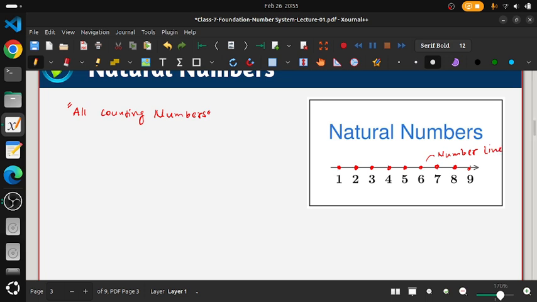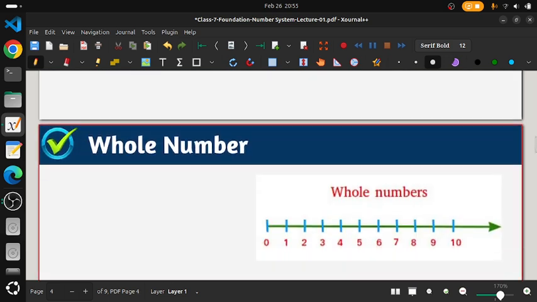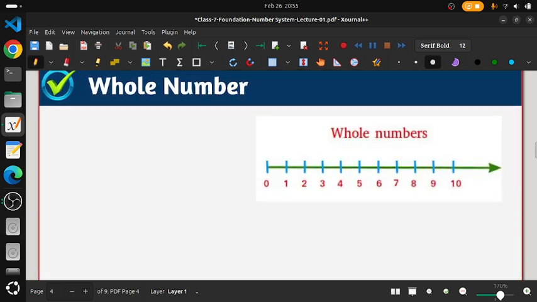So here what we are doing, we are plotting the numbers on number lines, and all the gaps will be equal only. So this is our natural number. Now the next kind of numbers we have, we call whole numbers.